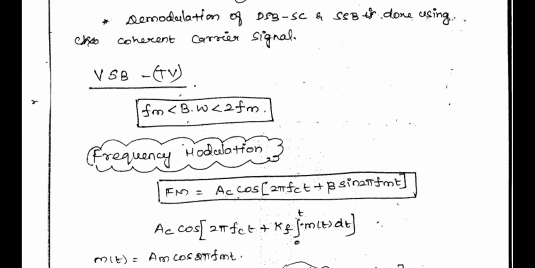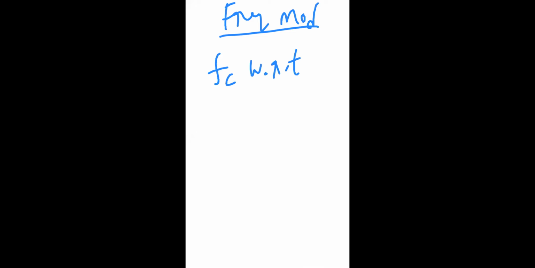Okay, next we will go for frequency modulation. What is frequency modulation? Frequency modulation is the process of varying the carrier frequency with respect to the amplitude of the message signal. What is frequency modulation? Varying the carrier frequency.